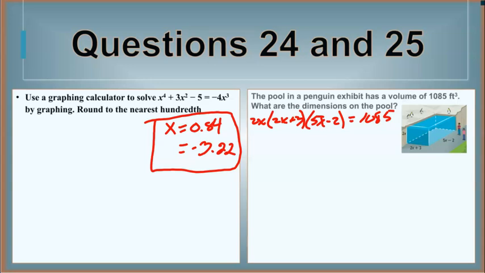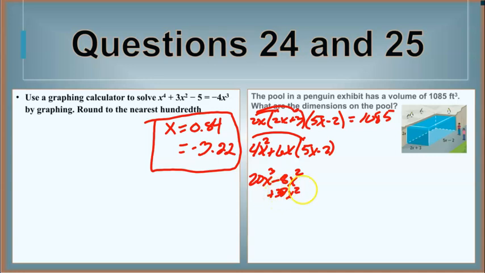Now, in order to solve this one, we could use our calculator and graph to figure out what x would be for this one. But let's just make this into a polynomial. So let's FOIL this. This will give us 4x squared plus 6x, and then let's multiply that by 5x minus 2. So this will give us 20x cubed minus 8x squared. Distribute the 6x, and that will give us a positive 30x squared minus 12x.